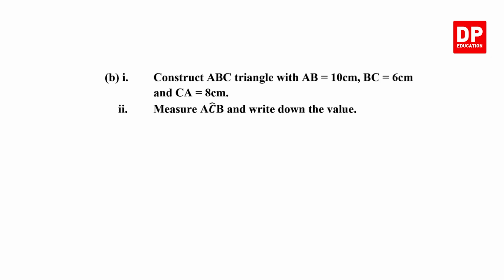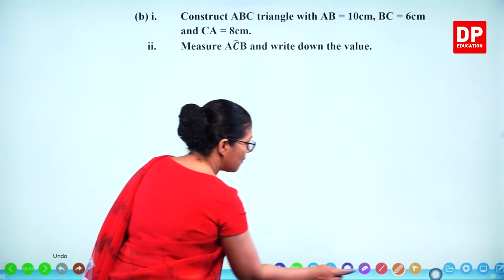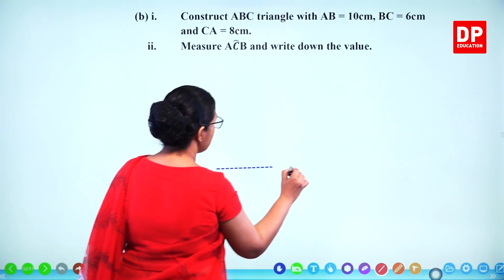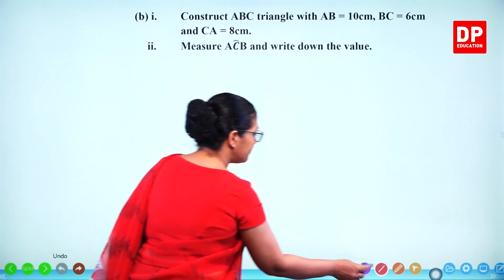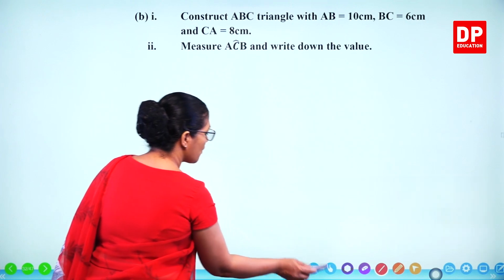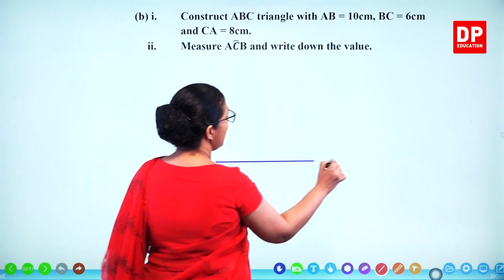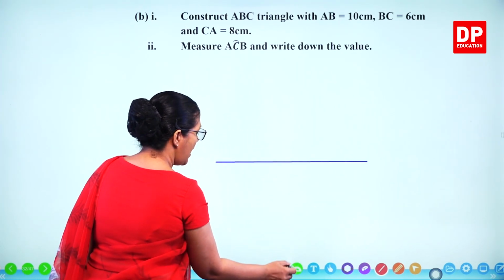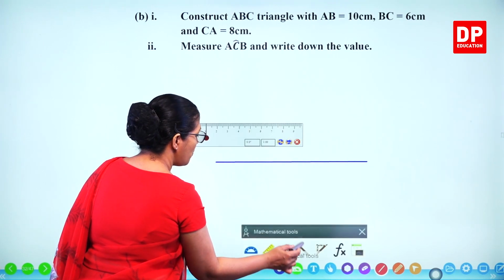Let's do the construction part. Construct triangle ABC with AB 10, BC 6 and CA 8. Measure angle ACB and write down the value. So we need the ruler. First we'll take a line segment, and we need to measure now.